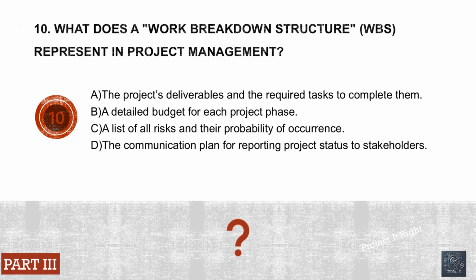What does a work breakdown structure, WBS, represent in project management? A. The project's deliverables and the required tasks to complete them. B. A detailed budget for each project phase. C. A list of all risks and their probability of occurrence. D. The communication plan for reporting project status to stakeholders.